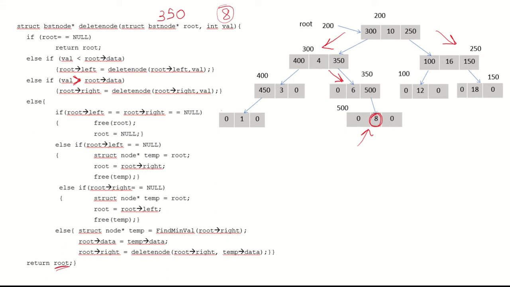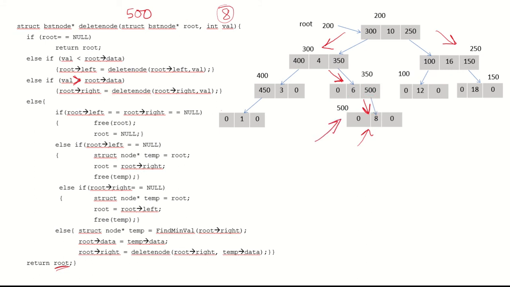So another call to the delete node function, 350 has been sent. Again we will check, is root null or not? No, it's not true. Is value less than root arrow data? Value is 8, root arrow data is 6, so no. Is value greater than root arrow data? Yes. Again a call to the function, and now this pointer 500 will be passed to the delete node function. So now we are going to have 500 which will be passed to this function again.